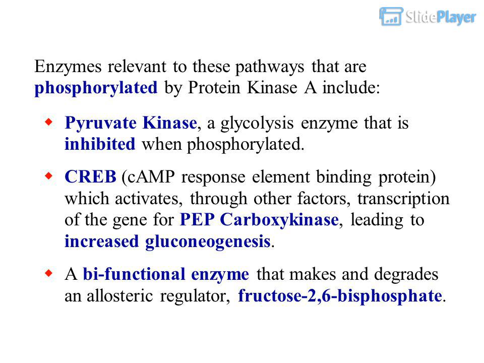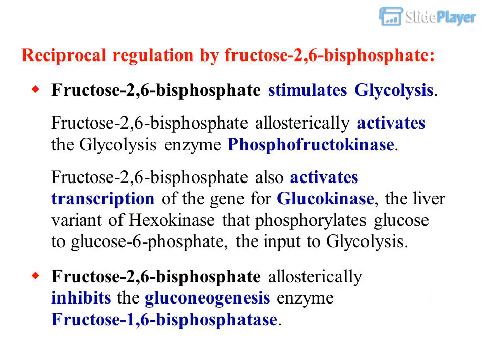Enzymes relevant to these pathways that are phosphorylated by protein kinase include pyruvate kinase, a glycolysis enzyme that is inhibited when phosphorylated; CREB, cAMP response element binding protein, which activates, through other factors, transcription of the gene for PEP carboxykinase, leading to increased gluconeogenesis; and a bifunctional enzyme that makes and degrades an allosteric regulator, fructose 2,6-bisphosphate. Reciprocal regulation by fructose 2,6-bisphosphate.